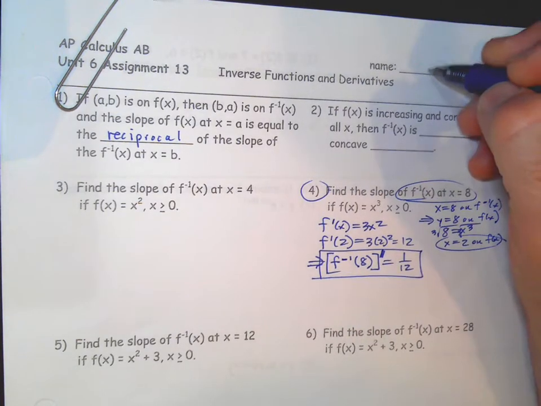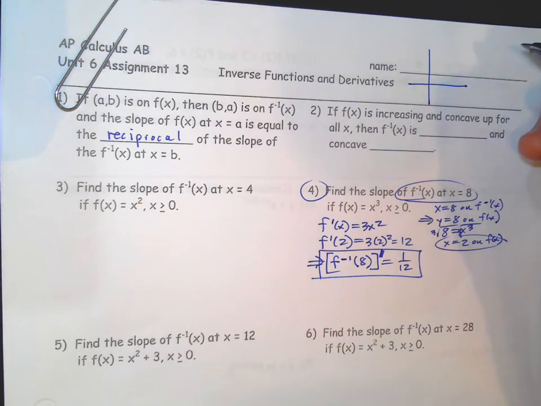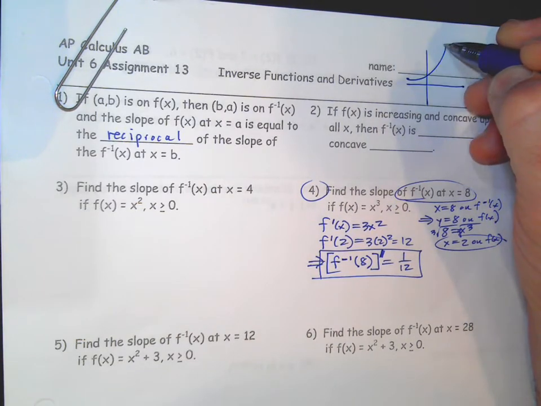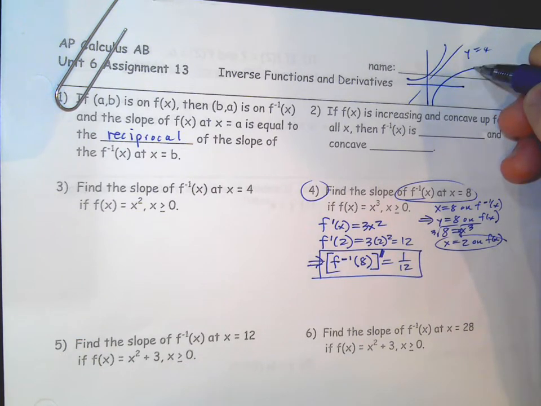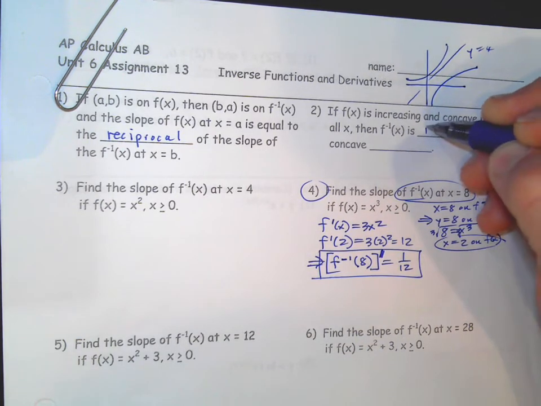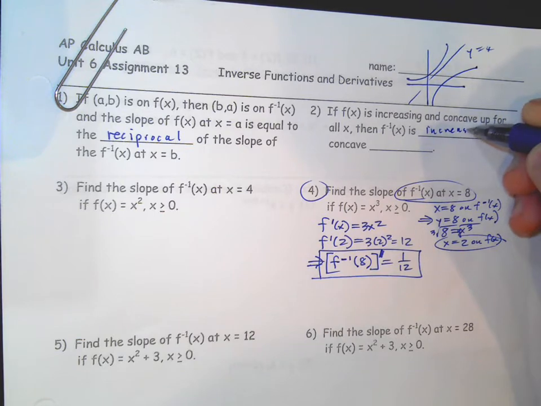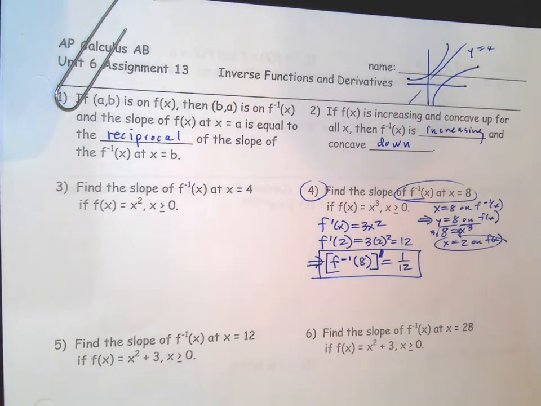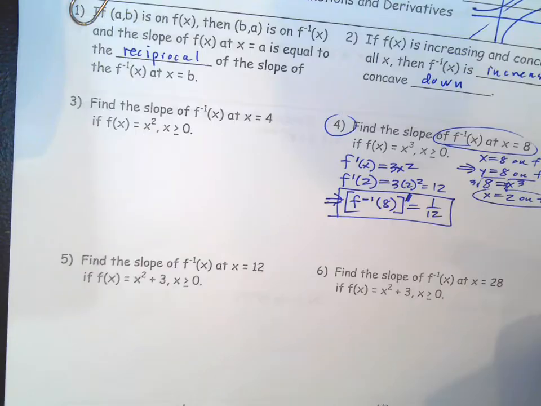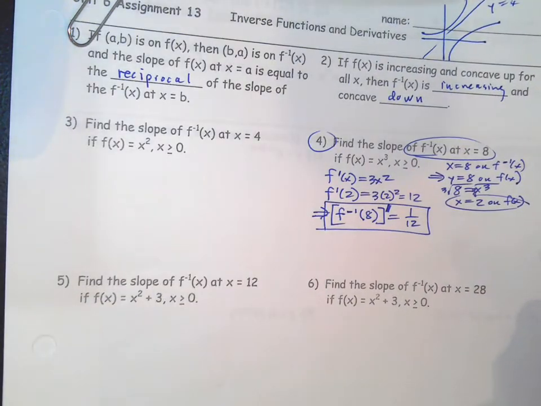Well, I would draw a sketch and say, okay, it's increasing and concave up. So then you flip it across y equals x, and it's going to be increasing and concave down. Little sketch always helps. So now for some inverses.